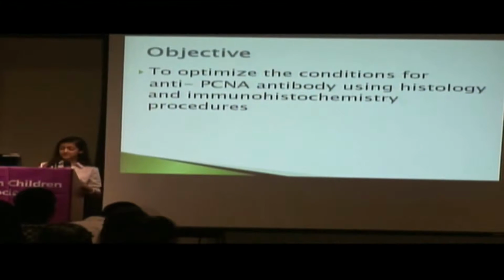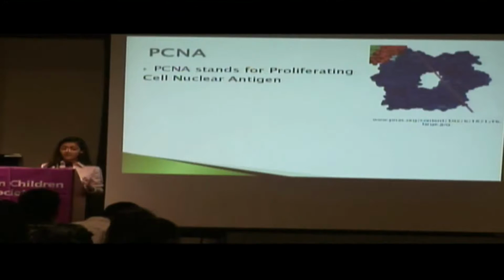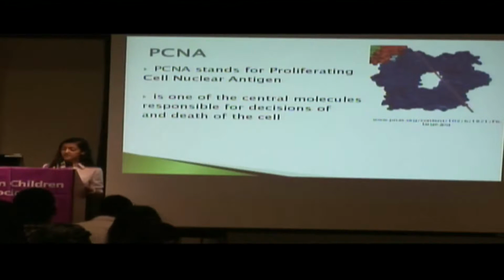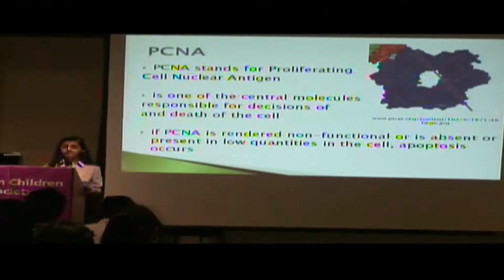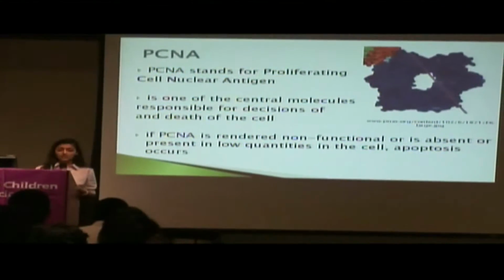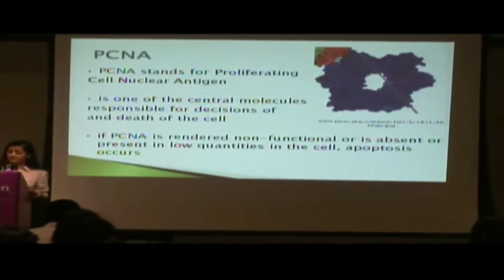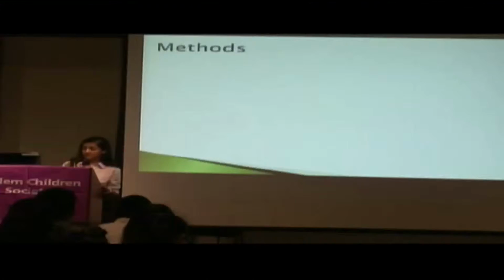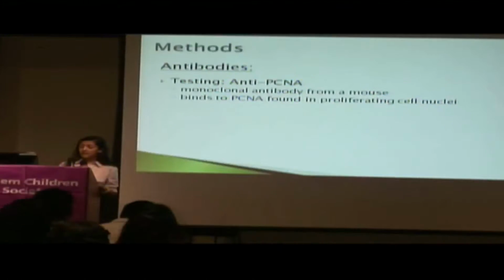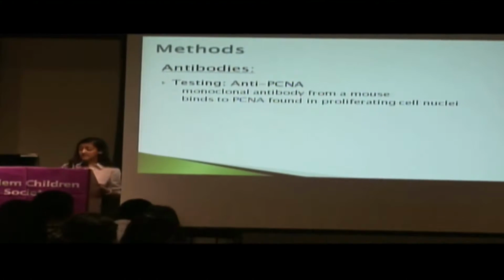So the objective of this project was to optimize the conditions for the anti-PCNA antibody using these procedures. So what's PCNA? PCNA stands for proliferating cell nuclear antigen, and it's one of the central molecules that's responsible for apoptosis or cell death. And if it's in very low quantities in a cell or it doesn't work, then apoptosis occurs.